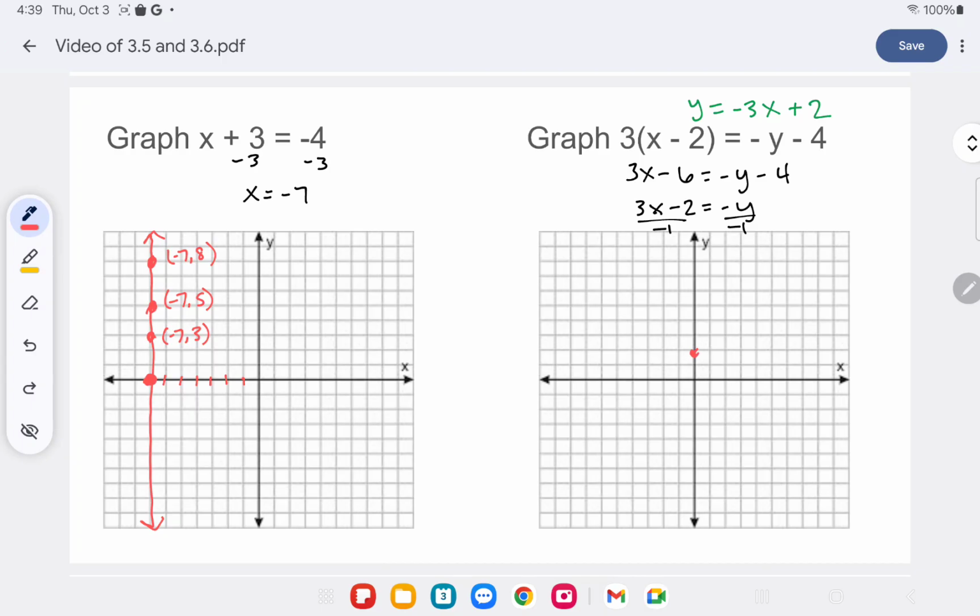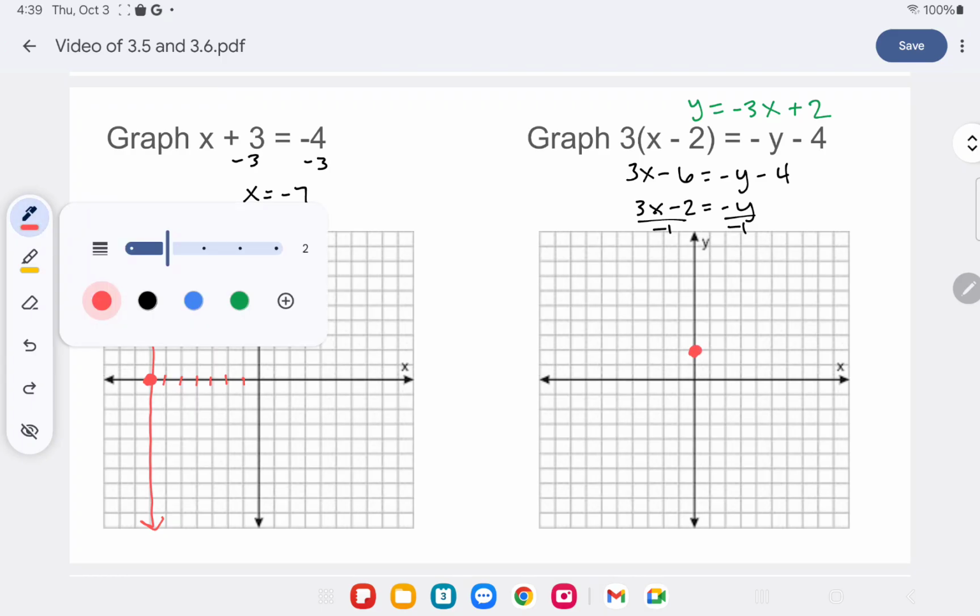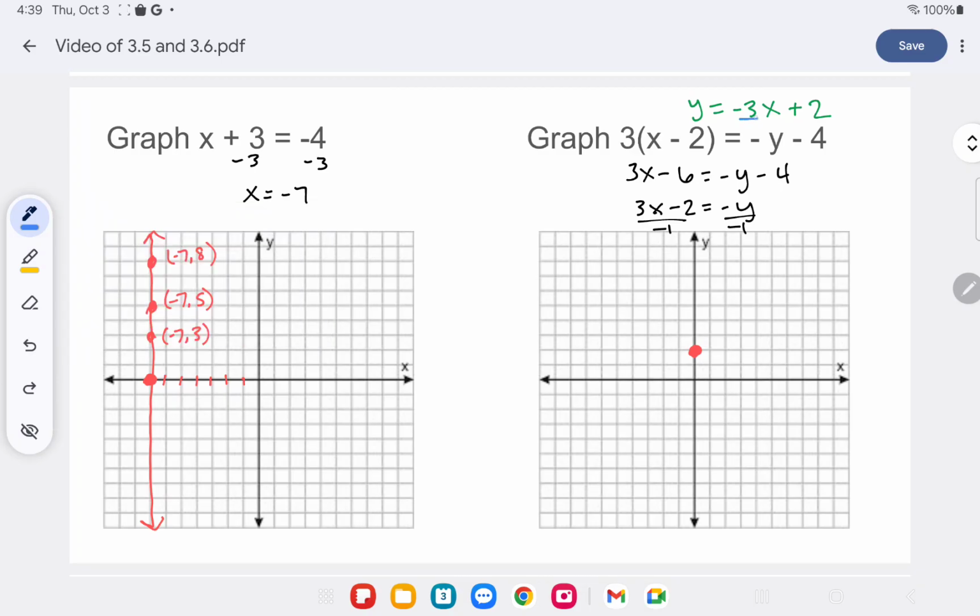That's where I start. That's a point on our line. And because our slope is -3, or -3/1, I'm going to go down 3, right 1, down 3, right 1, down 3, right 1, because I want my slope to be negative. I want my line to fall from left to right.